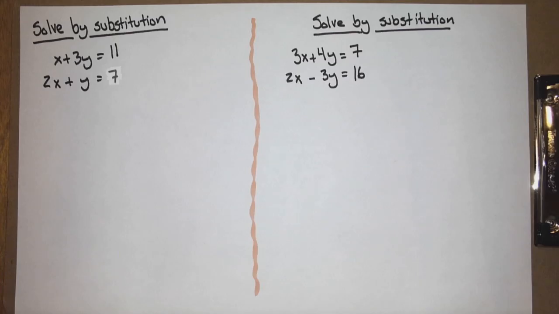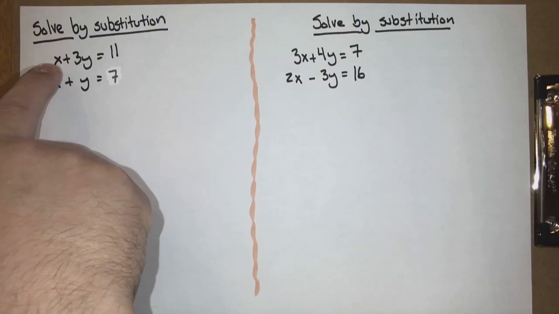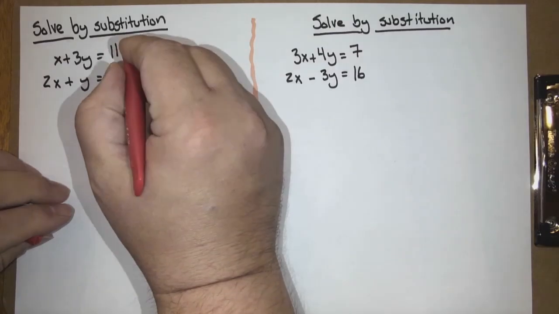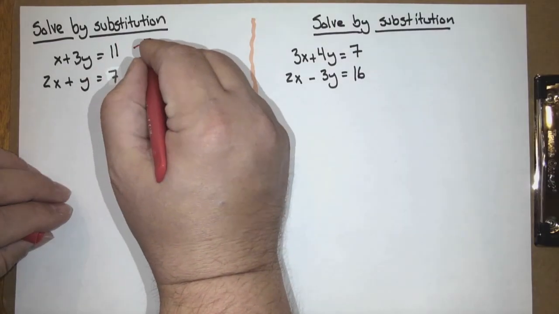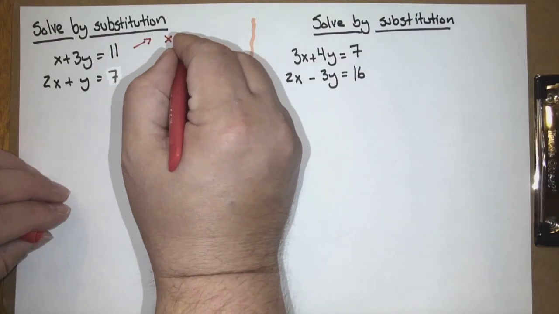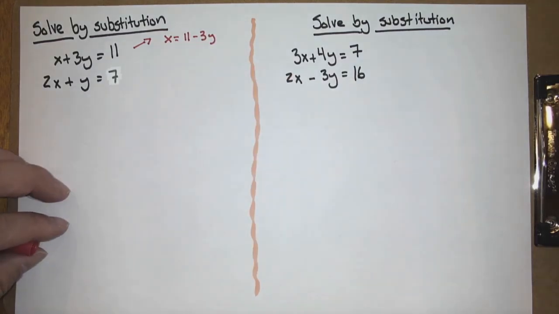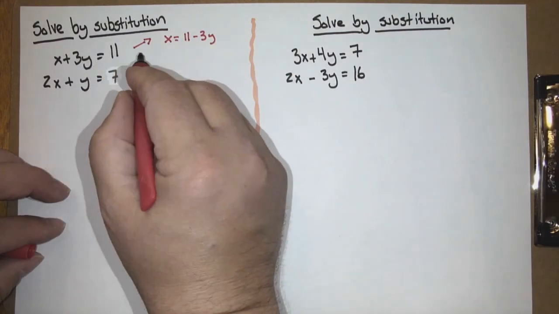Or does it matter? From a mathematical perspective, it doesn't matter. From an "I'm nervous about fractions" perspective, I would say solve for x. Because if I had to solve for y, what would happen? So there's 2 things I can do. If I solve for x, that becomes x is 11 minus 3y. So that's what I mean by solve for x. Get x by itself.